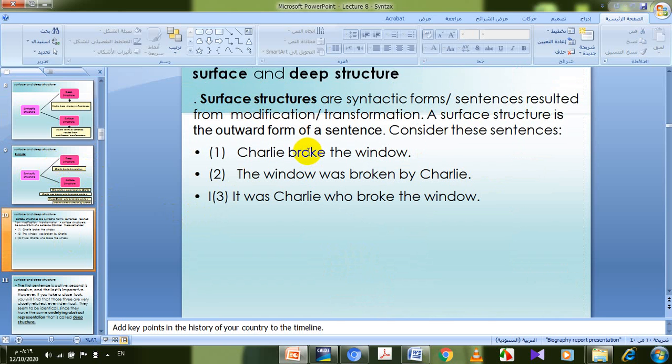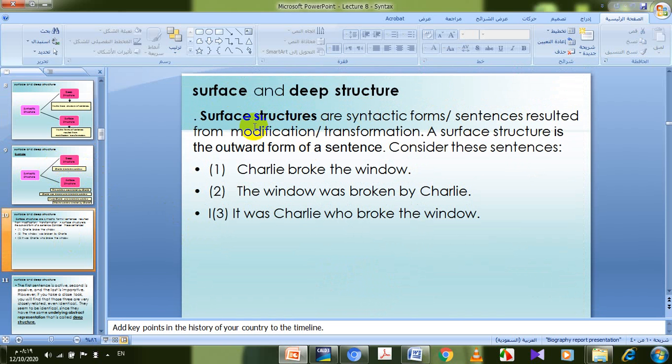Let's have a look here. Surface and deep structures. Surface structures are syntactic forms. A syntactic form is a sentence, okay? So we have many linguistic terms here that we need to focus on and pay attention to in order to learn them by heart. Surface structures are syntactic forms, or sentences, resulting from modification or transformation.